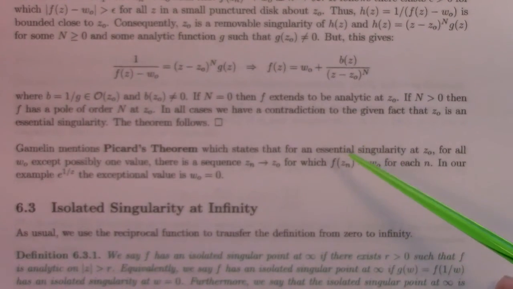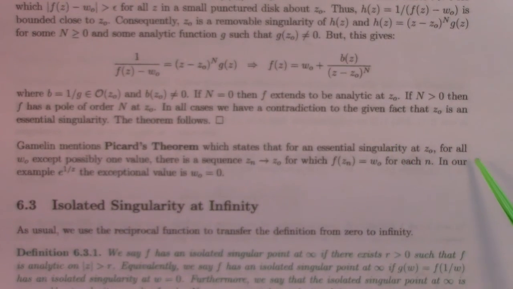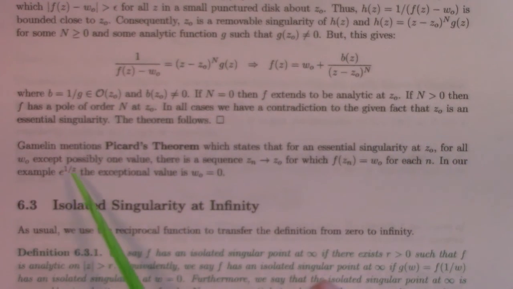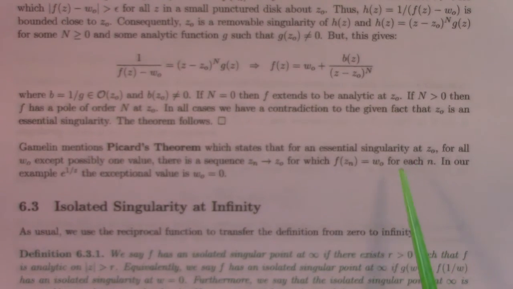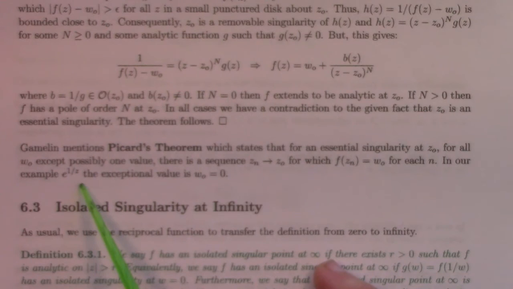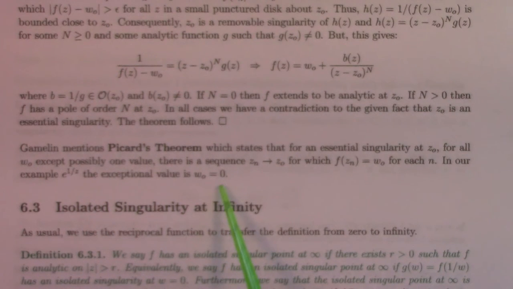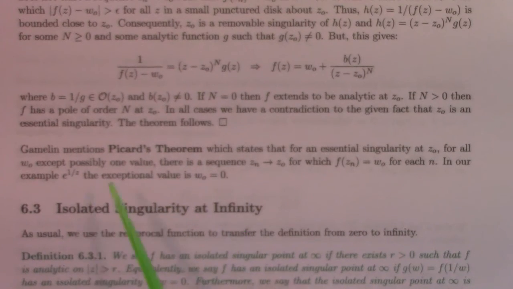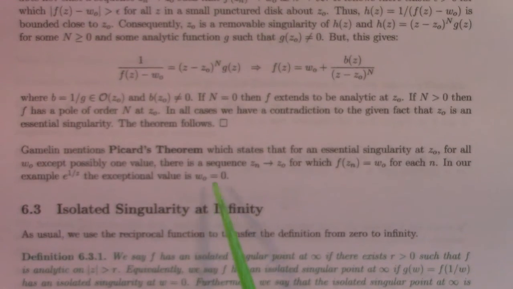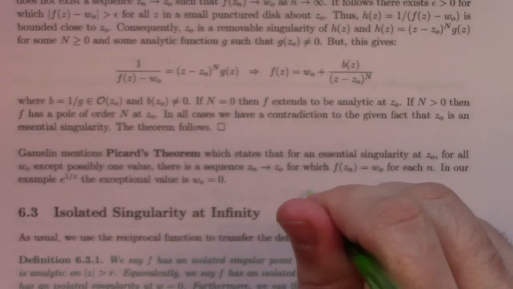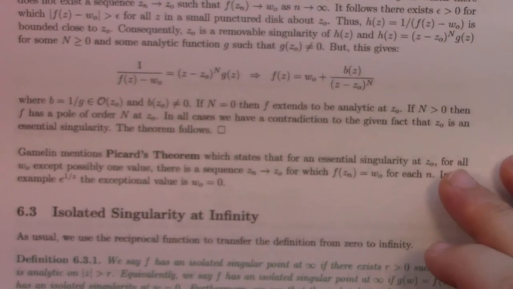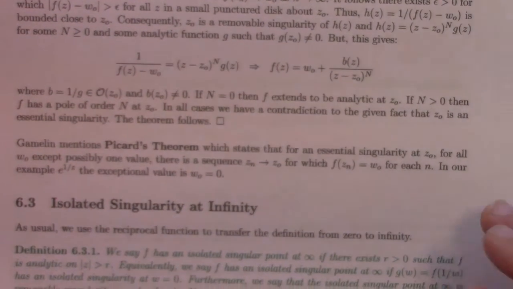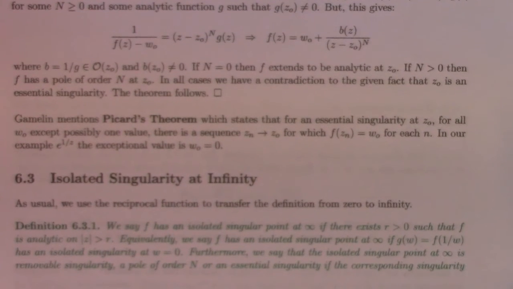Then there's Picard's theorem, which states that for an essential singularity z naught, there is a sequence zn going to z naught for which f of zn is equal to w naught for each n, except for possibly one value. So for e to the 1 over z, the one thing you can't find a sequence for is 0. You can't get e to the 1 over z to be 0, but for anything else you can find a sequence of points going to z naught for which e to the 1 over z is equal to 3 plus i, or the principal logarithm of 32 plus 7i. I mean, whatever.